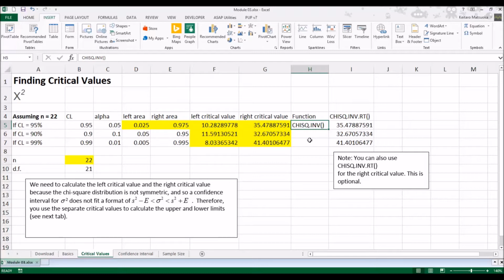CHISQ.INV. And for those of you who are Excel experts, for the right critical value, you can also use a function called chi-square.inverse.RT. RT stands for the right tail. So if you would like to skip a step on calculating the right area, you can use this, but that's optional. Again, we calculate the left side and the right side because the chi-square distribution is not symmetric. Let's see how you can use this to calculate the confidence interval, which is in the next tab.